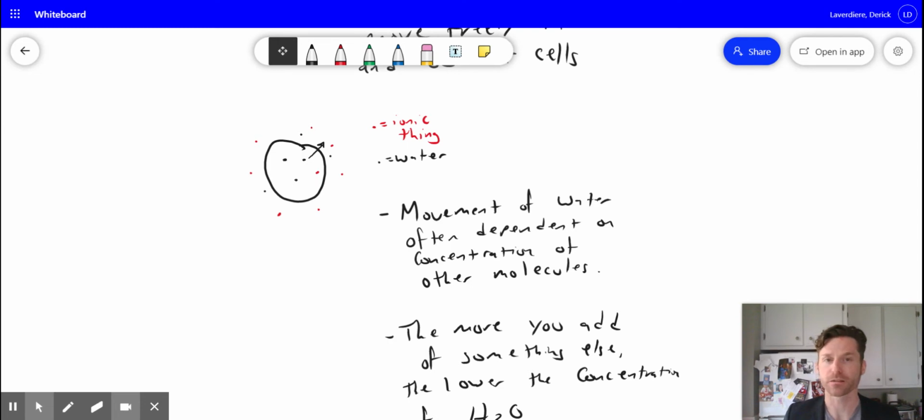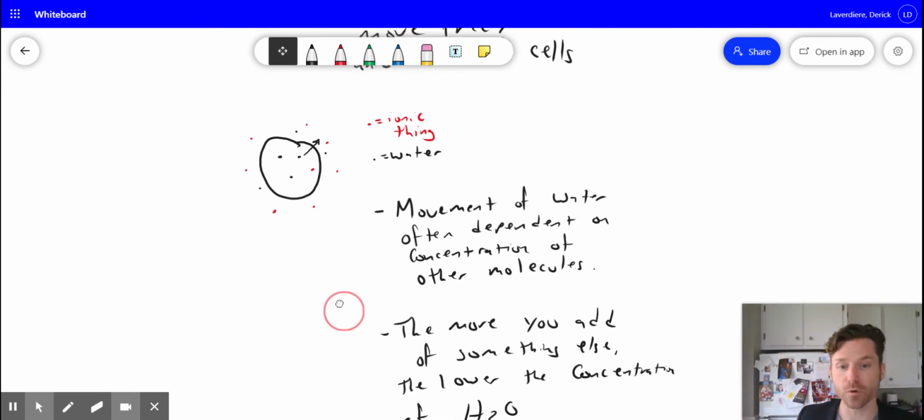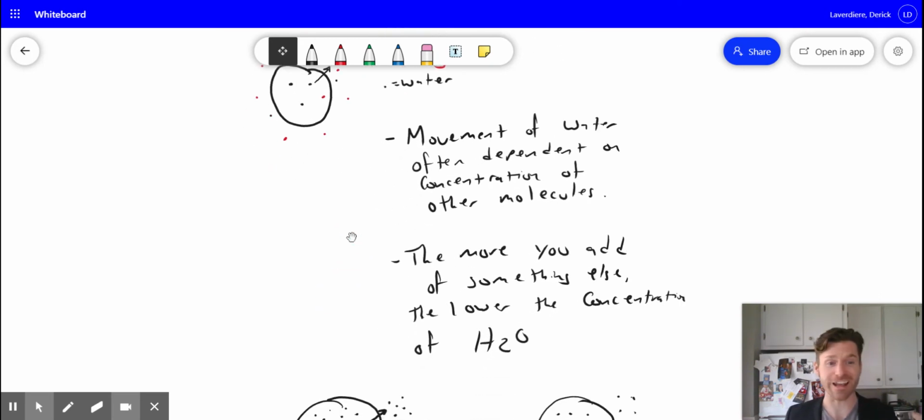Right? This gets very interesting and more pertinent when those other molecules are ionic, because ionic things can't cross the membrane. Right? And so water can move either way, no matter what, but these ions are stuck on whatever side they're on. Okay? And so obviously the more of other things that I add to an area, the lower the water concentration is going to be.